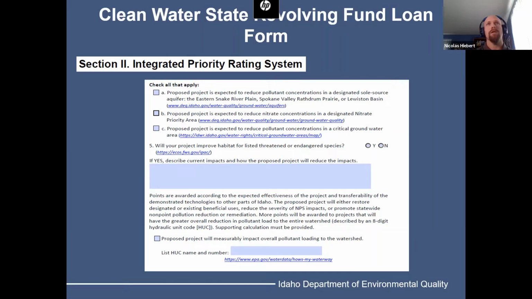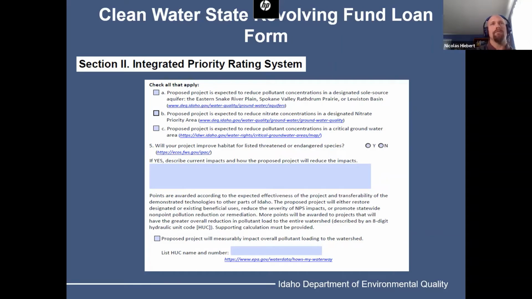So moving on to question number 5, this is geared towards projects that will improve habitat for threatened and endangered species. There's a link there to the Fish and Wildlife Service that'll help you answer that question. If you're in the Salmon River Basin or the Clearwater River Basin, certainly there's salmon and steelhead, bull trout. That's kind of the slam dunk of endangered species for this question. So if you're somewhere else in the state, click on that website and see if there are some threatened or endangered species that you may be improving habitat for.